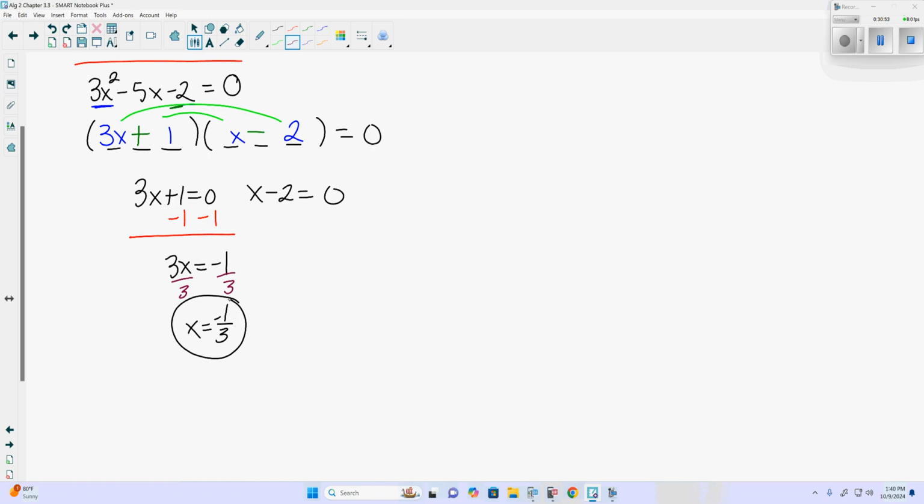x minus 2 equals 0. First thing we do is what? Add 2, so x is equal to 2, done. Questions on this here? Are you ready for the next one?